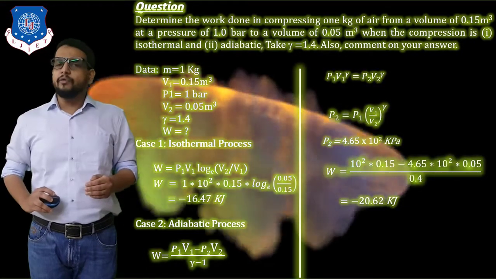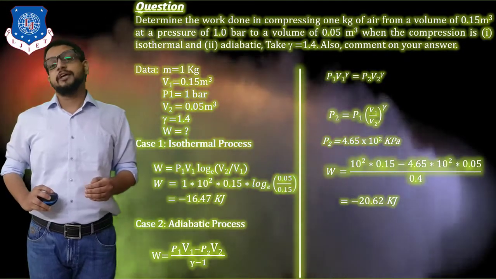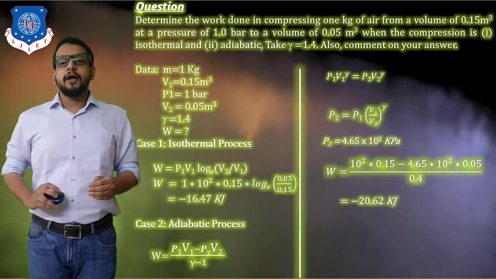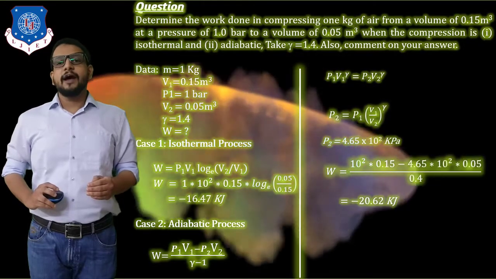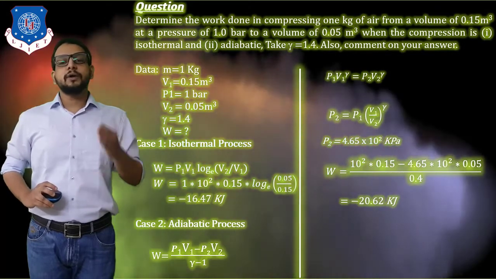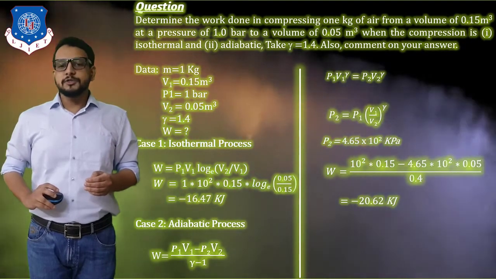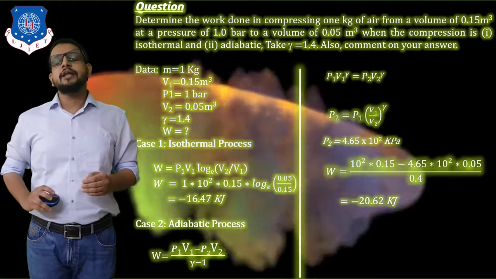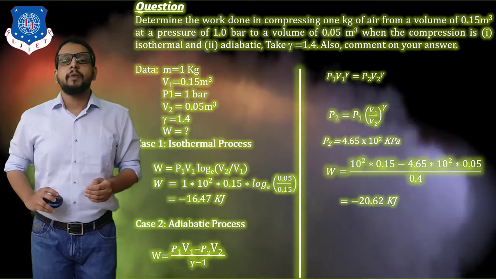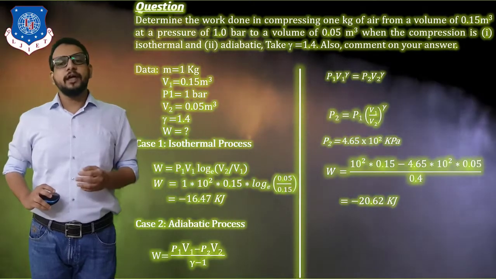Now think about how we can do that. We know the law of the adiabatic process, that is the relationship between pressure and volume: P1 V1 raised to gamma is equal to P2 V2 raised to gamma. By using this equation, the unknown final pressure P2 can be determined, as you can see on your screen. P2 is equal to P1 into V1 by V2 raised to gamma. After substituting all the values, we get the final pressure P2 equal to 4.65 into 10 raised to 2 kilopascal, and you can also write the final pressure P2 as 4.65 bar.